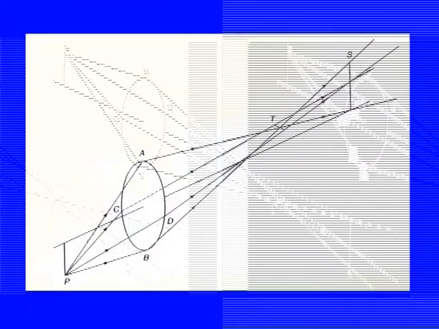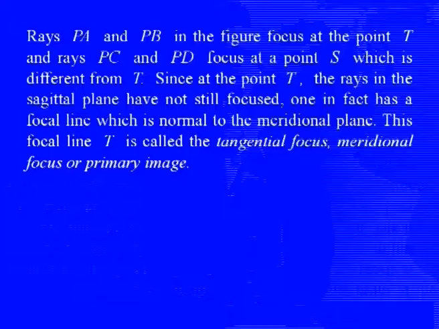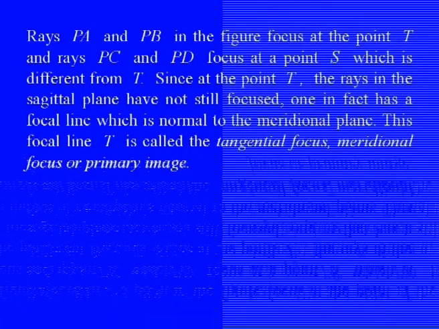Now, this figure shows rays diverging from the point P in the meridional plane constituted by rays P A and P B. They are focused at the point T, while the rays in the sagittal plane constituted by rays P C and P D are not focused at the point T, they are focused a little farther away at the point S. The rays P A and P B in the figure focus at the point T, and rays P C and P D focus at a point S, which is different from T as shown in the figure.